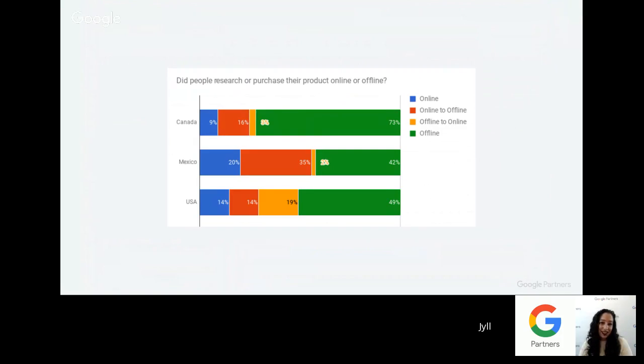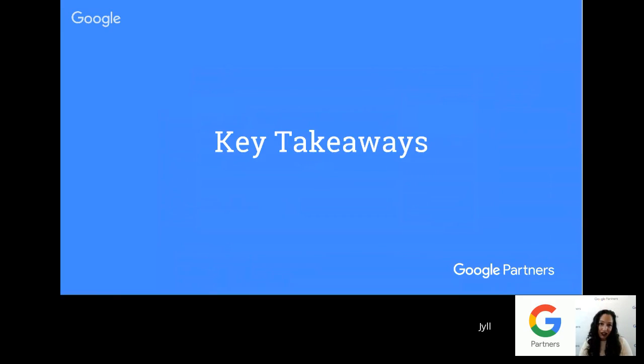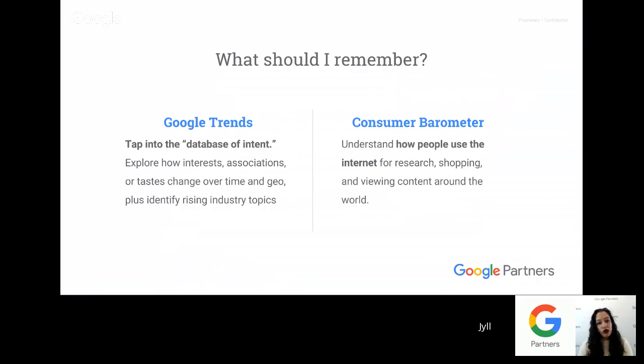And of course, this has just been the tip of the iceberg. So what did we learn today? Google Trends lets you tap into the database of intent, finding out all kinds of insights across categories, across countries, or across time, or a combination thereof. And then Consumer Barometer gives us audience insights. It helps us understand how people use the internet, how they shop, and how they consume content around the world.